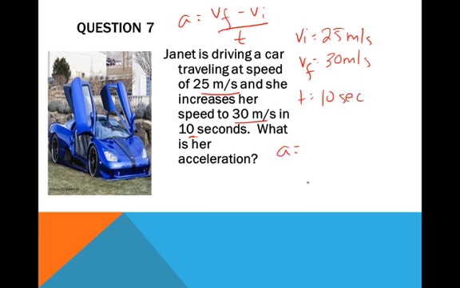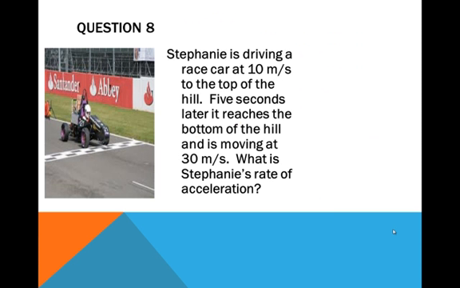So now it's just plug and chug. So 30 minus 25 over 10. 30 minus 25, that's going to give me 5 over 10. Then 5 divided by 10, that's going to give me 0.5. Now look at your units here. We're at meters per second, and since it's acceleration, it's meters per second squared.